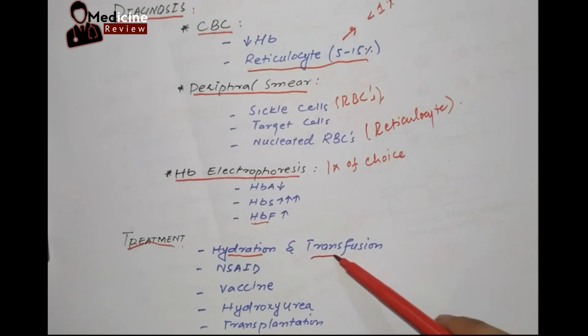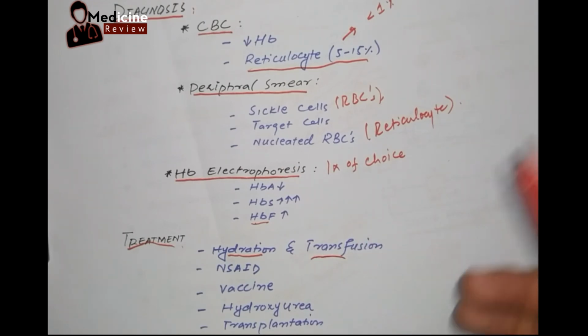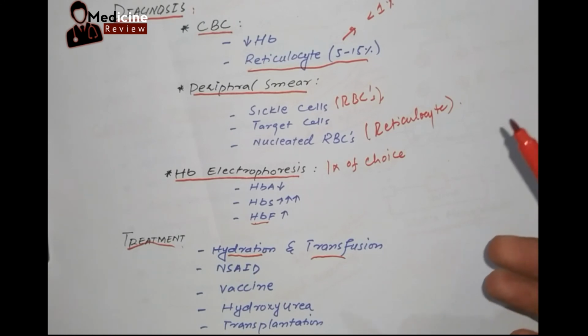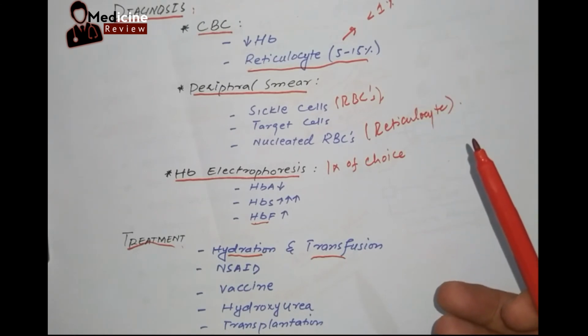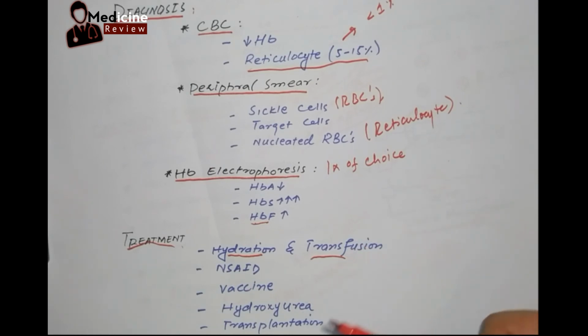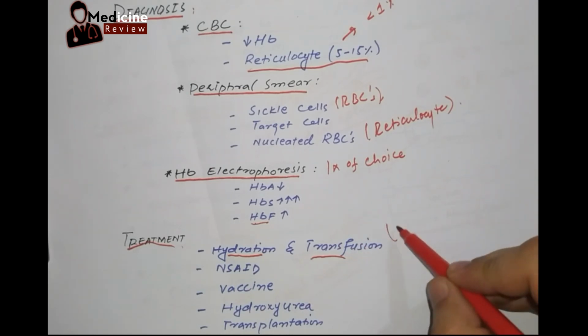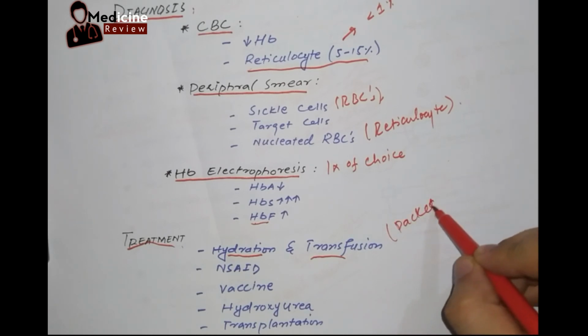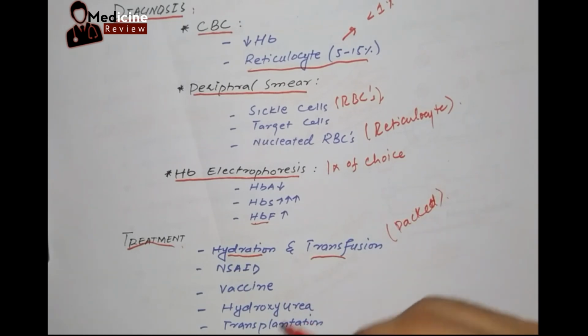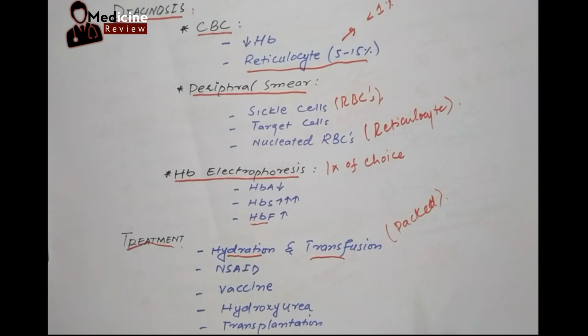And transfusion: if, for example, the patient is undergoing severe hemolysis, or the hemoglobin is very low, we can go for blood transfusion, and that should of course be packed cell transfusion, which will be only RBCs, because we don't want our patient to go into volume overload if we give the full blood. Another is NSAIDs, because of the acute dactylitis, which is hand-foot syndrome, a very painful condition, so for that we can give NSAIDs.